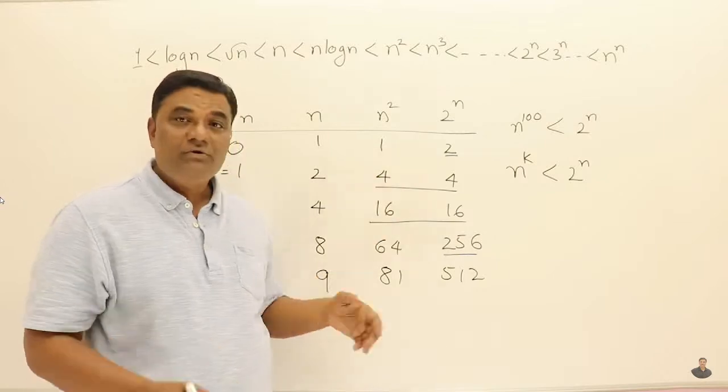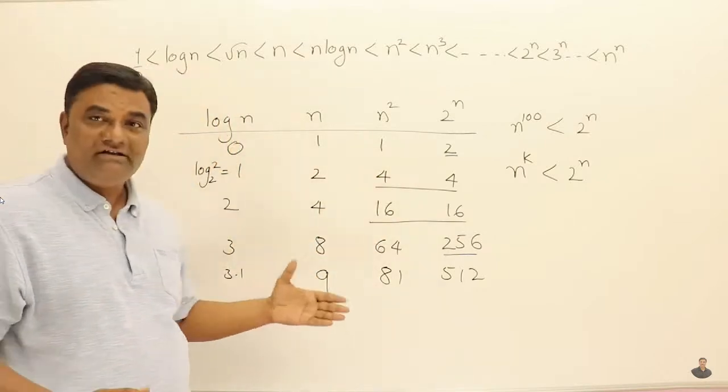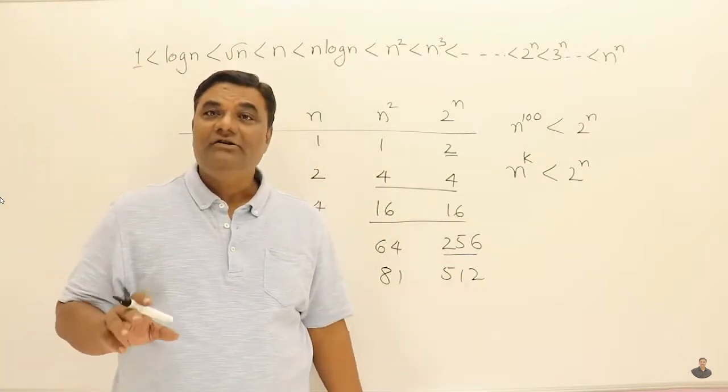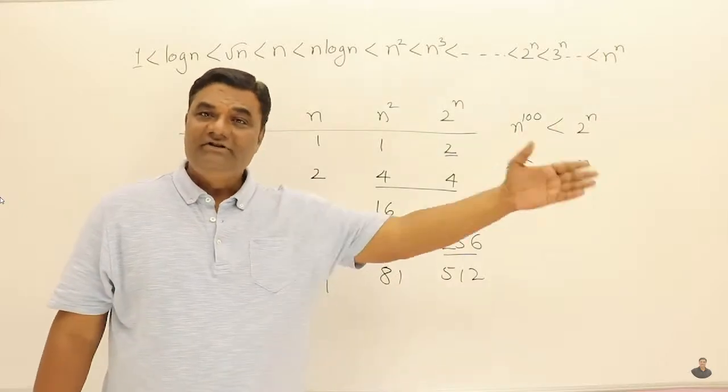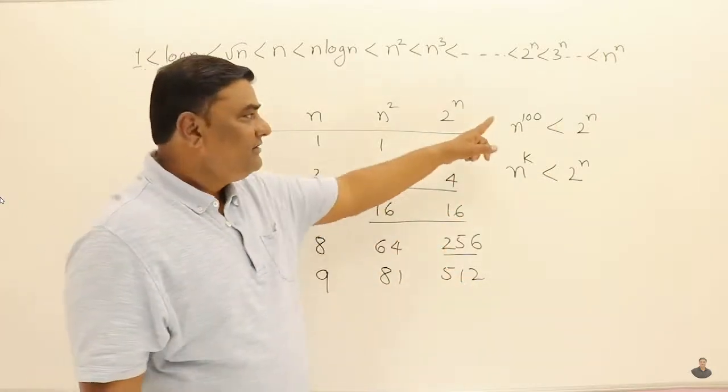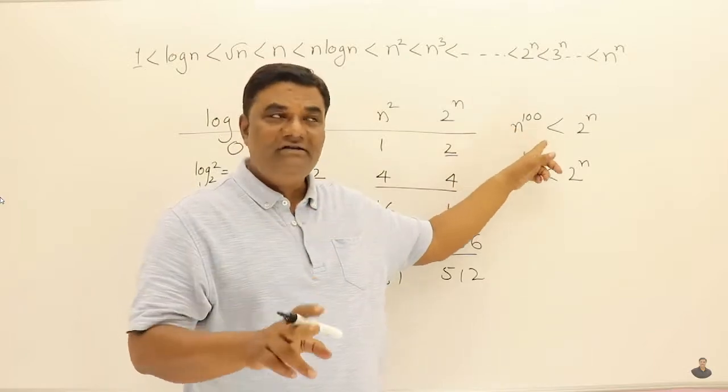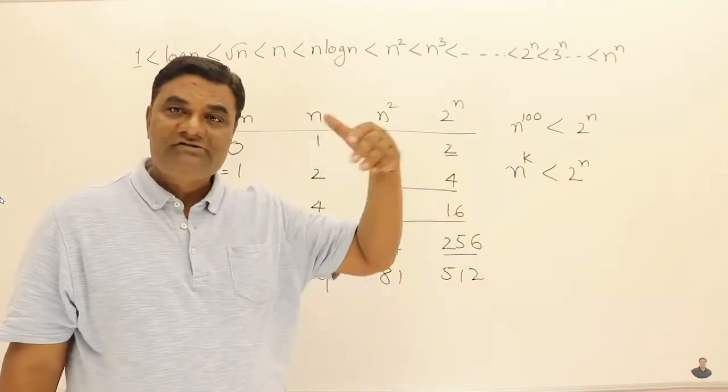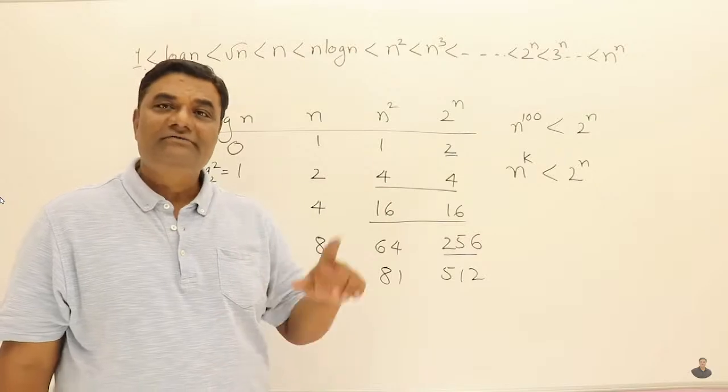How come? Don't assume the values of n are very small, like starting from 1 or 2 or 10. Usually we imagine n as 10 or 5 like that. No, n can be any number. So n can be 0 to infinity. For larger values of n, at some point, n power 100 will be smaller than 2 power n, and from that point onwards, 2 power n will always be greater. So there will be some starting value of n for which that will be greater.